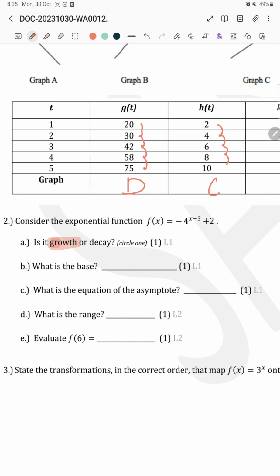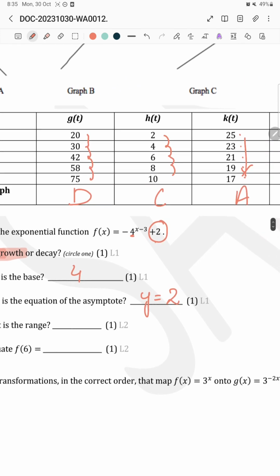Okay. What is the base? Base here is 4. What is the equation of the asymptote? This is the equation of the asymptote: y is equal to 2. What is the range? Range are the y values. So y would be going from minus infinity to the maximum value, which is 2. You can also plot the graph, but y will be going from minus infinity to plus 2.